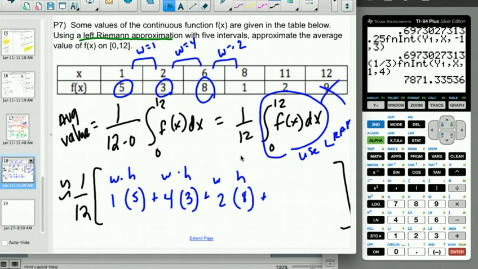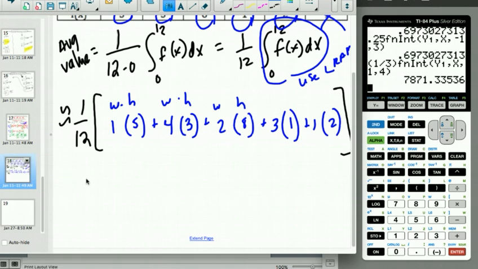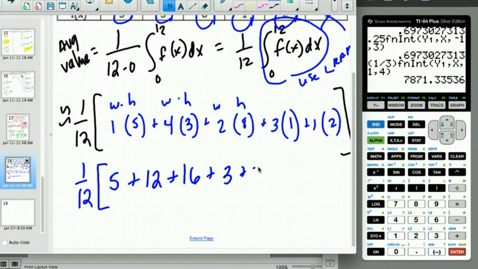That's sort of important information. That is the rightmost y value. This box has a width of 3, right? And a height of the left y value, which is 1, right? And then the last box has a width of 1 and a height of the left y value, which is 2, right? So this is slightly easier. I think the trapezoidal one's a little bit more work. So I get a 1/12, and then this is a 5 plus a 12 plus a 16 plus a 3 plus a 2, right? I noticed that these guys together give me a 10, and that these guys together give me a 28. So I'm pretty sure I get 38 over 12, right?